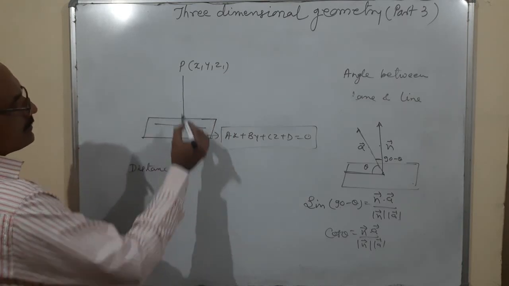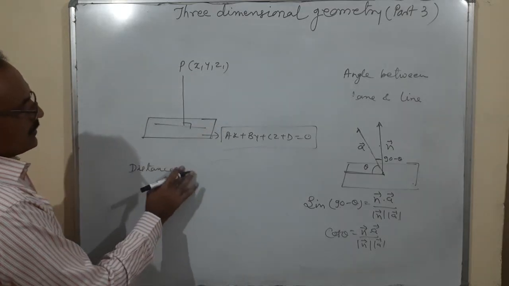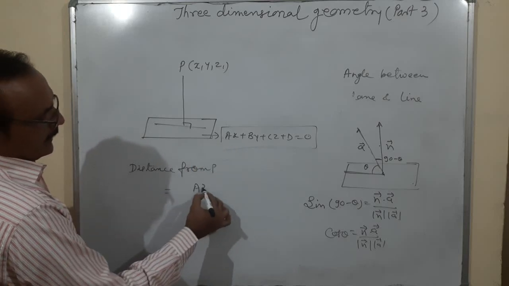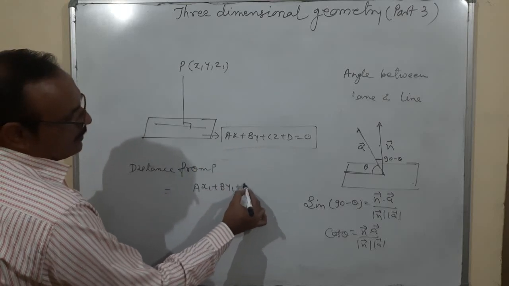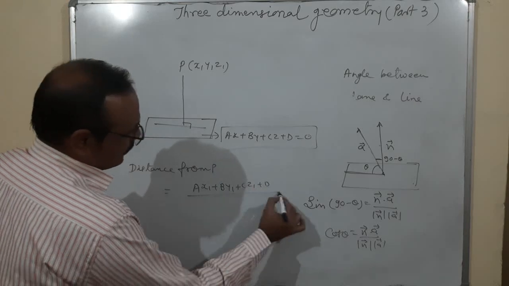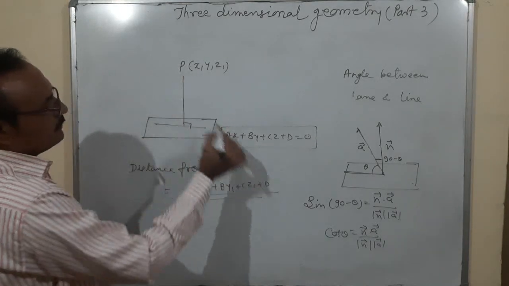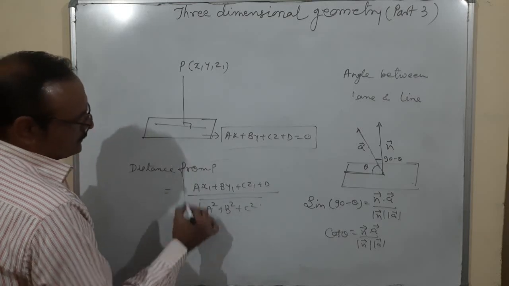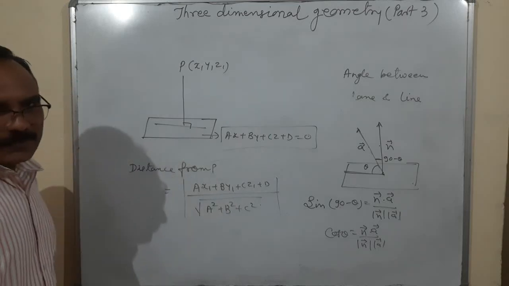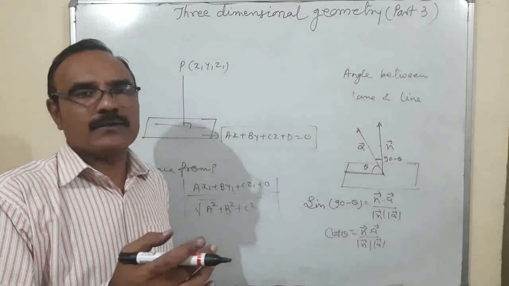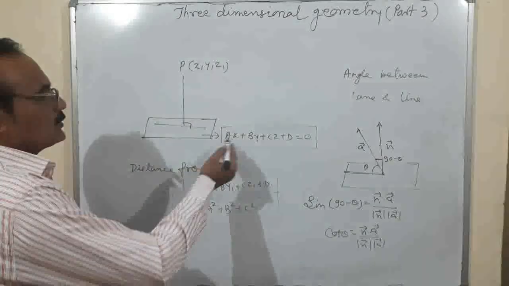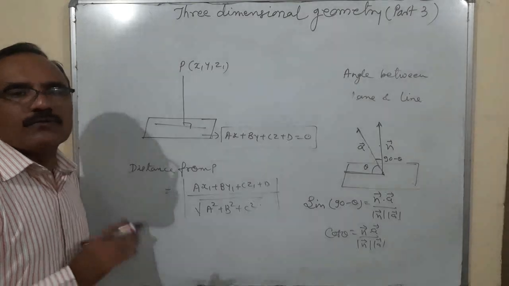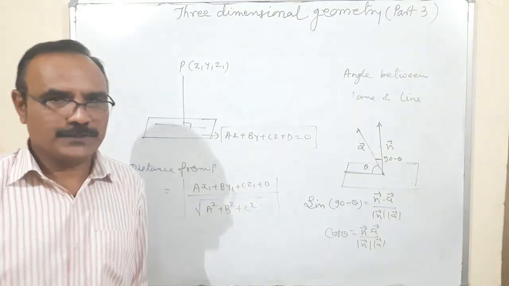So distance from P is equal to simply ax1 plus by1 plus cz1 plus d upon under root of coefficient a square plus b square plus c square. In the same way, we find the distance between a line and a point: ax1 plus by1 upon under root a square plus b square. Having the same pattern, we will find the distance between plane and point.